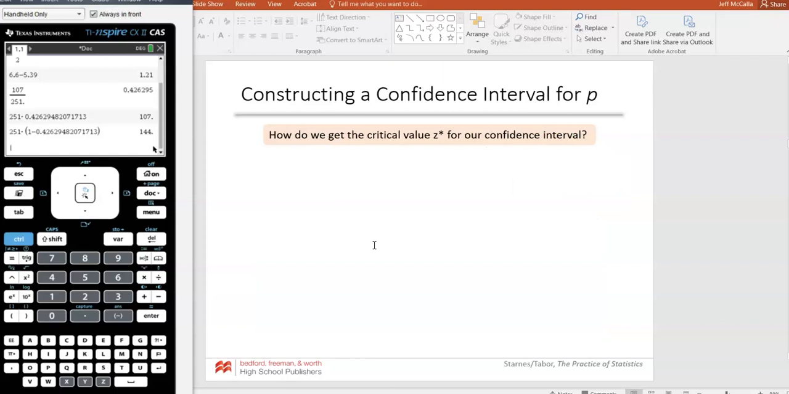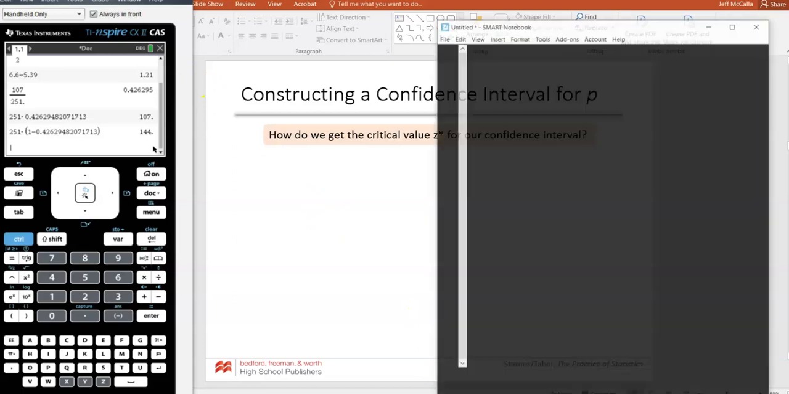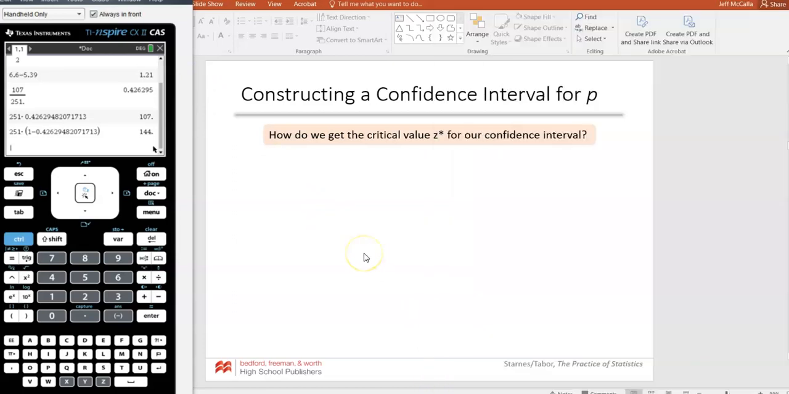And that's what we did. Okay, how do we get the z critical value? This is kind of important. So I would highly recommend drawing this. So let me get to the problem first.